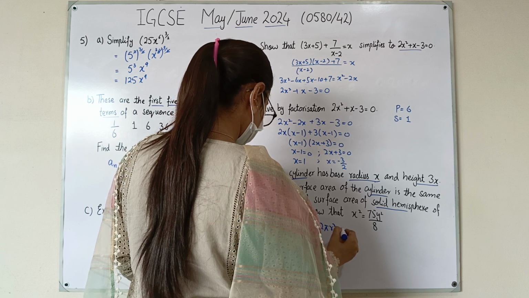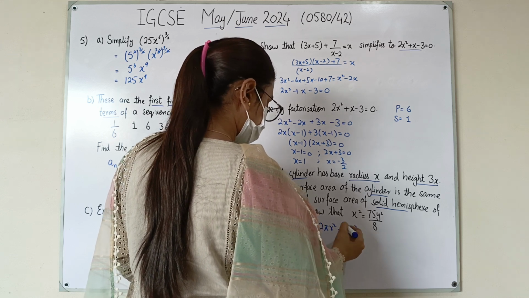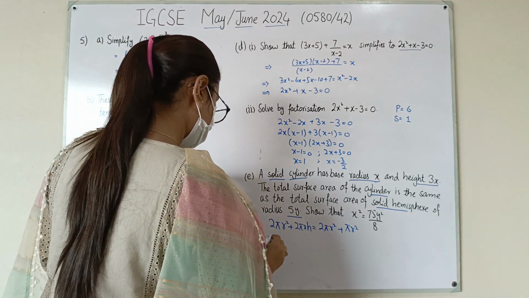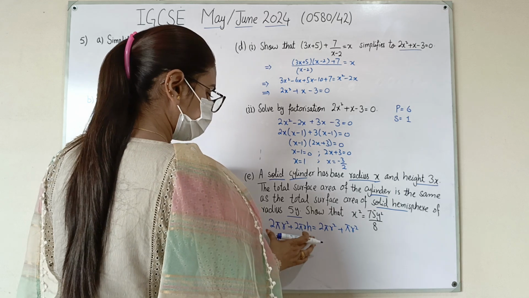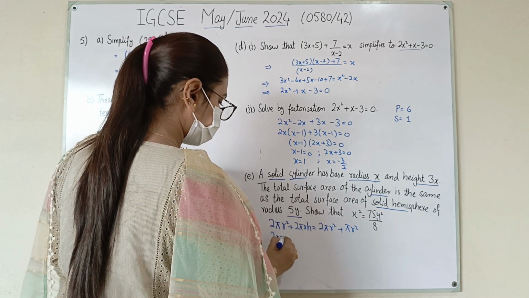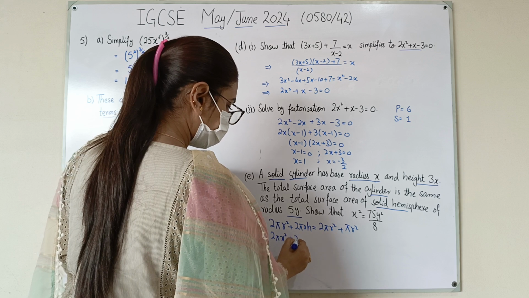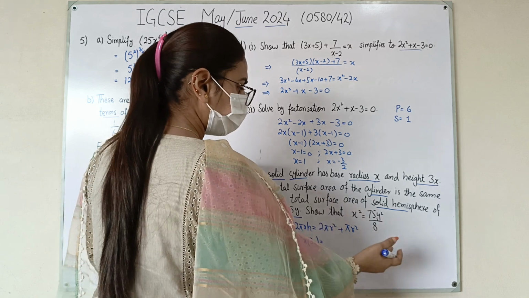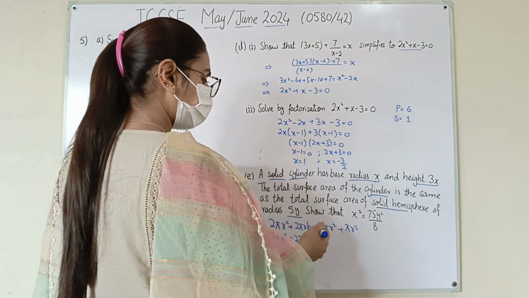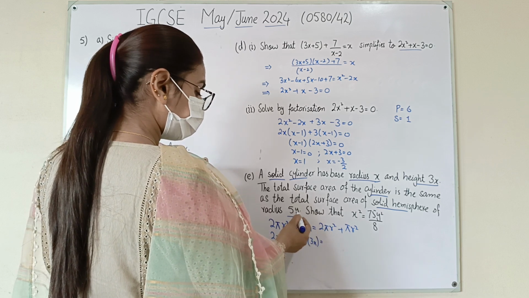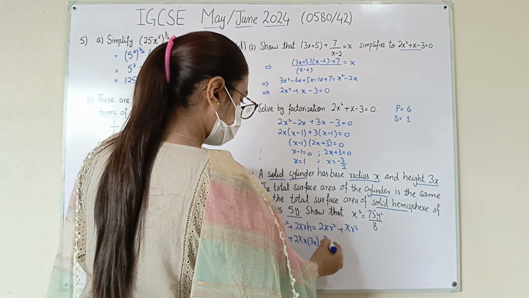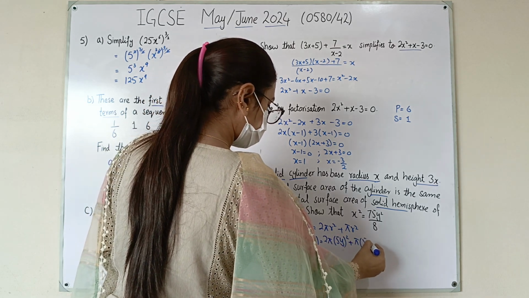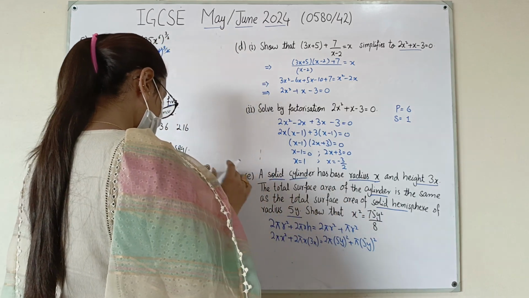2 pi r square plus pi r square. This is for the hemisphere. Now you have to substitute the values over here. 2 pi, whereas this is for the cylinder, so the radius is x, so it will be x square, plus 2 pi x and the height is 3x. For the right side, I'm discussing the solid hemisphere, so I have to take the value of radius r as 5y, whole square, 5y whole square. Now I simply have to simplify it.